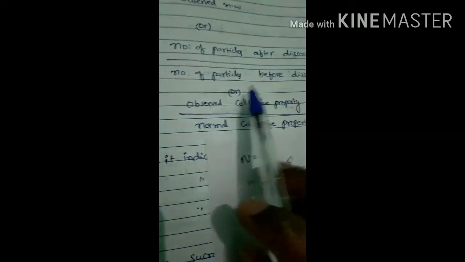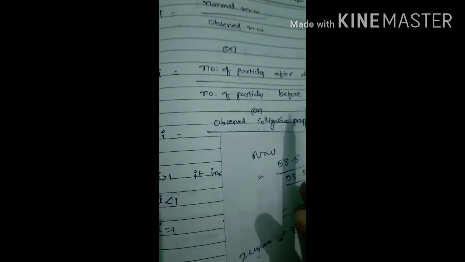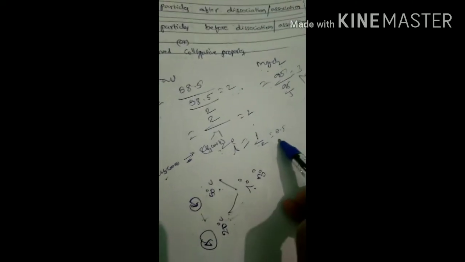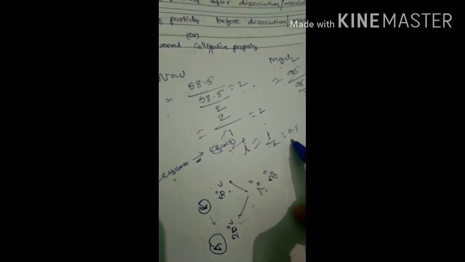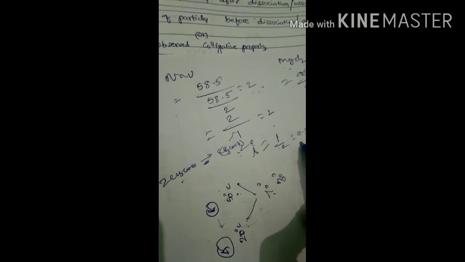So what is the formula? If you use the second formula, number of particles after dissociation, or you can use the first formula also. How many particles after dissociation? 1. By the number of particles before dissociation. How much? 2. So 1 by 2, we get 0.5. This means it is less than 1. So this indicates that acetic acid undergoes association.